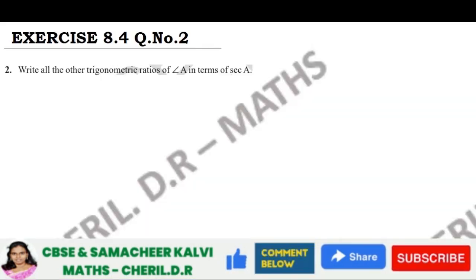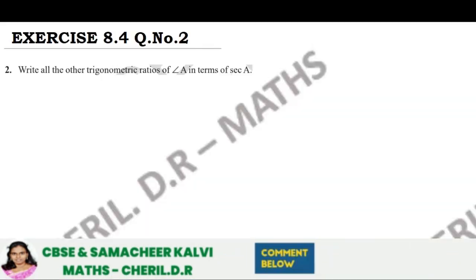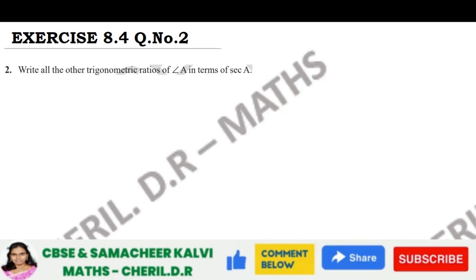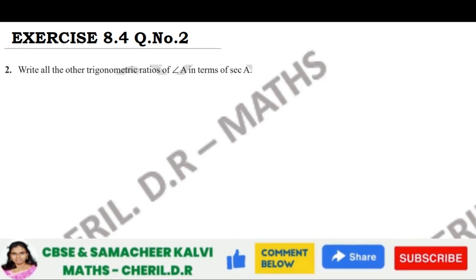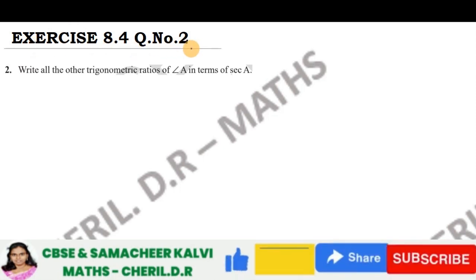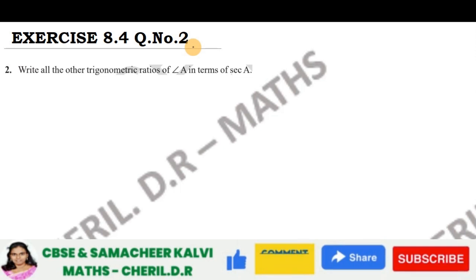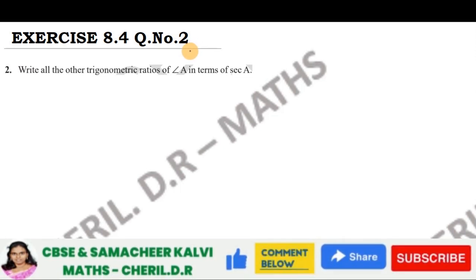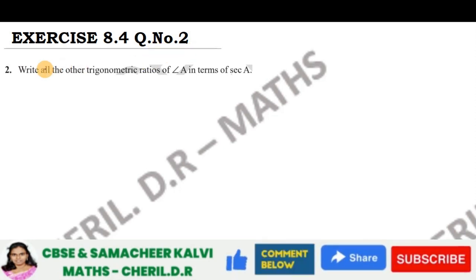We are discussing class 10 CBSE Maths textbook chapter 8, Introduction to Trigonometry. In that we are going to discuss exercise 8.4, the second question. In the previous videos we've discussed the concepts related to this chapter and the first question. Now let's get into the second question.